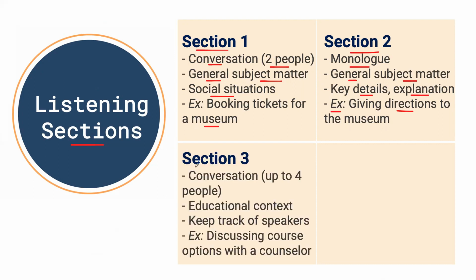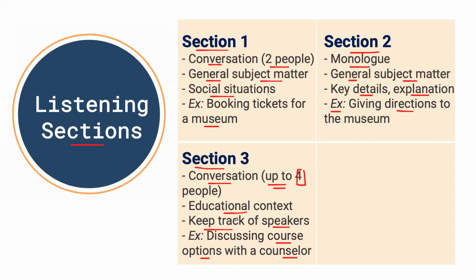Section 3, things start to get a bit more abstract, perhaps a bit more difficult. Here you have a conversation with up to 4 people. Now I've listed up to because this doesn't mean you're always going to have 4 people, but you could have up to 4. So you could have 2 people or even 3 people in your conversation. The context here is going to be educational, so it's very important to keep track of your speakers and keep track of what they are saying. An example of this could be discussing course options with a counselor at university or even with a career counselor. It's going to be more on the educational side.